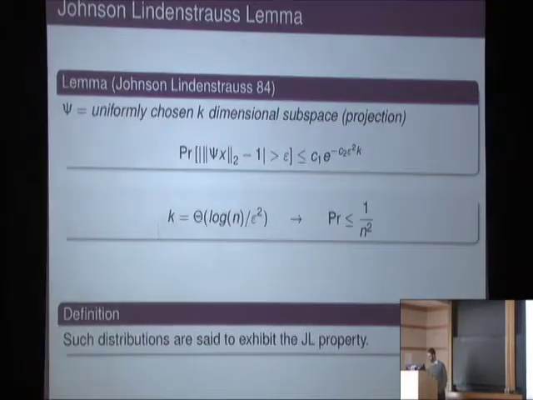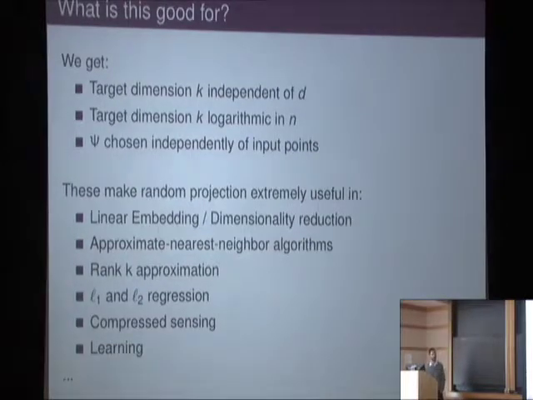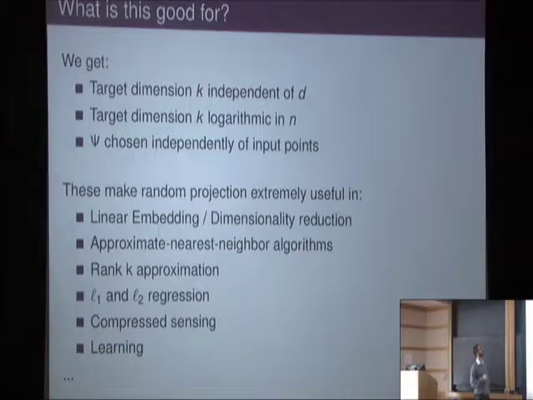So we get three, maybe two, depending how you count, very interesting properties of these mappings. First, the target dimension is independent of the original dimension, which is maybe surprising, maybe not. I was surprised when I learned that.